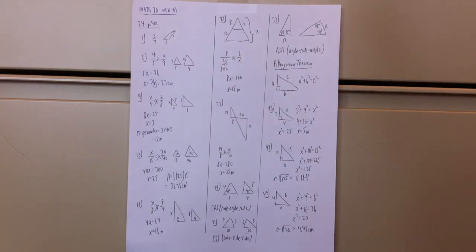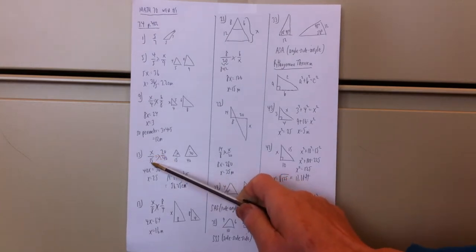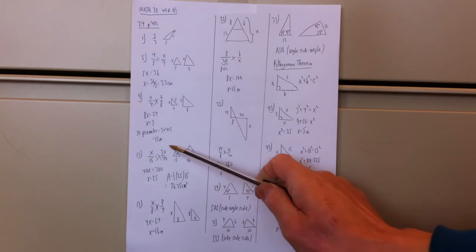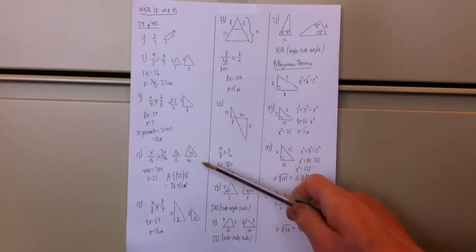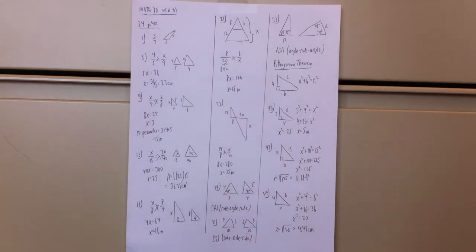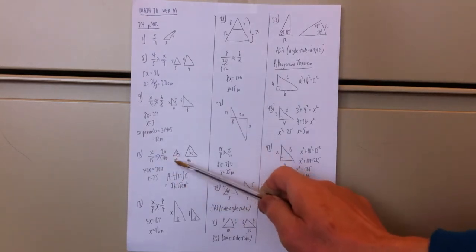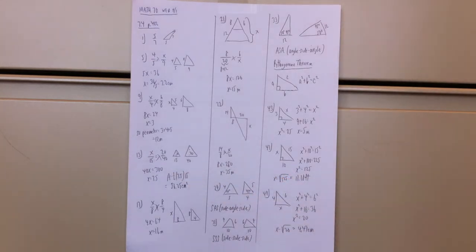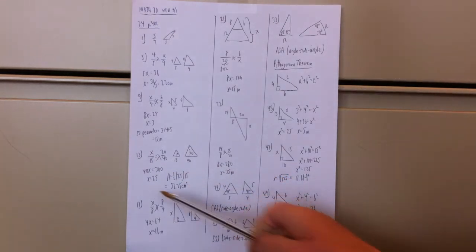Problem 13, the ratio of x to 15, the height to the base, is equal to the ratio of 20 to 40, the height to the base here. So x over 15 equals 20 over 40. Cross multiply, 40 times x is equal to 15 times 20, which comes out to be 300. Divide both sides by 40, and x is equal to 7.5.